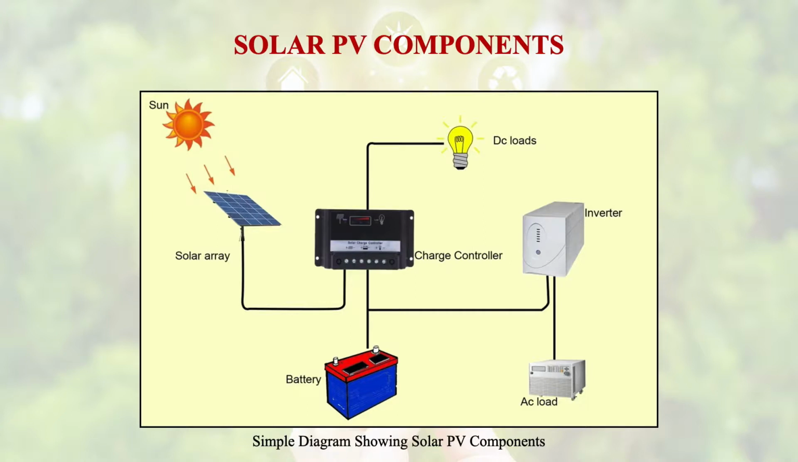Because it is giving DC power, one DC source is there. A DC load is also there. Then an inverter, or if you want to use an AC load, then you have to use the inverter to convert the DC to AC. So these kinds of components are used whenever you make a solar PV system. Now let us learn what the advantages of the solar PV system are, because using all these components we can make a solar PV system.